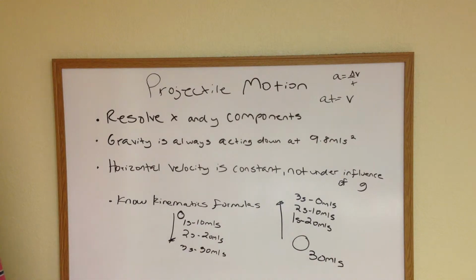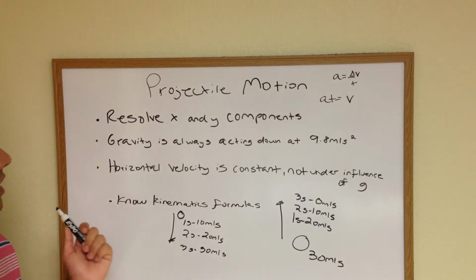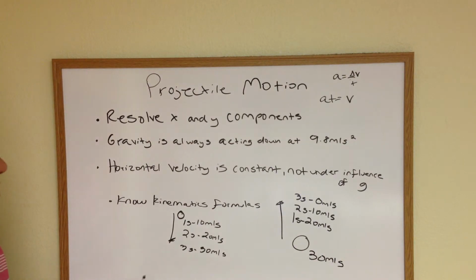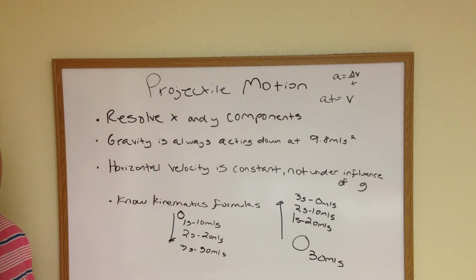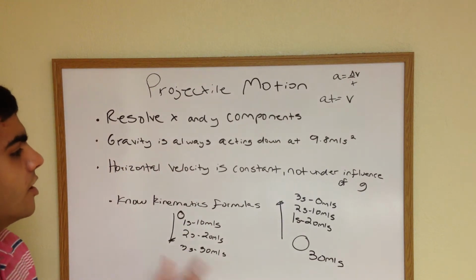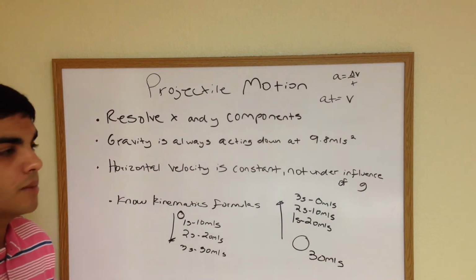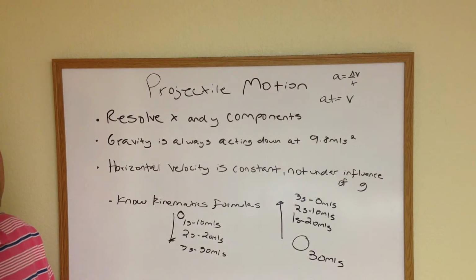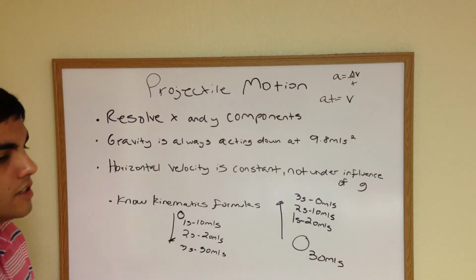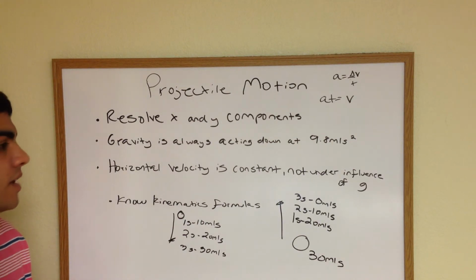And one thing to keep in mind with projectile motion problems is that horizontal velocity is constant, as in it never changes throughout the flight. It is never under the influence of gravity. So let's say I launch this orange at 20 meters per second. The whole time it's going at 20 meters per second. It's not under the influence of gravity because gravity affects objects going in the y direction. That orange was going in the x direction. The only thing forcing it to go in the x direction was me, not gravity.